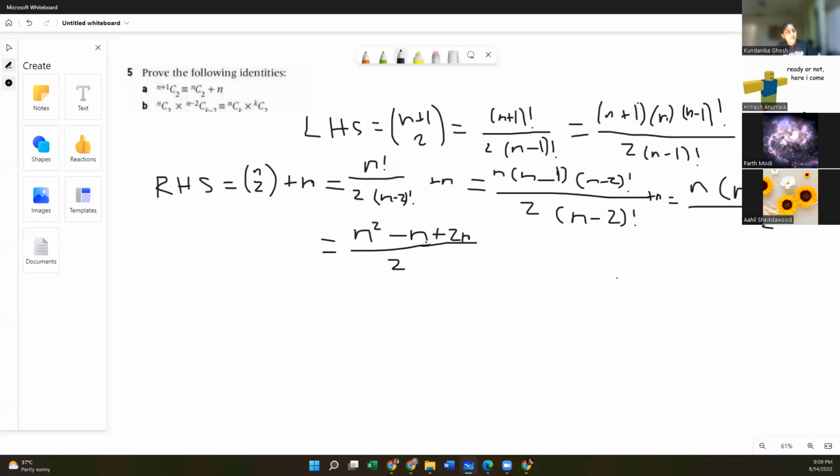Okay, so now negative n plus 2n is just positive n, right? So that equals n squared plus n over 2. Now what we can do is factor out an n from the numerator, and you get n times n plus 1 over 2. Now, look here, this side is equivalent to this side. So now we're just going to rewrite.